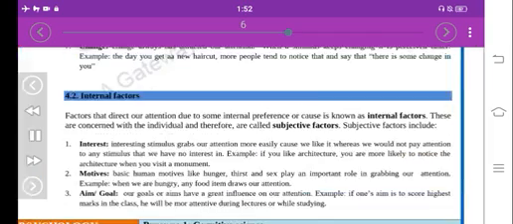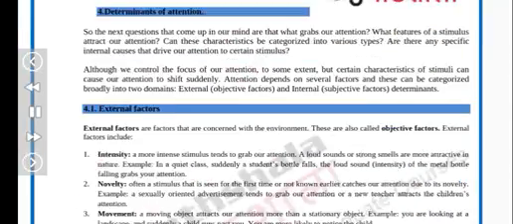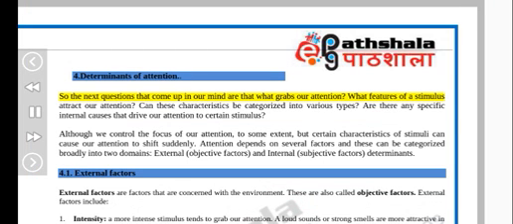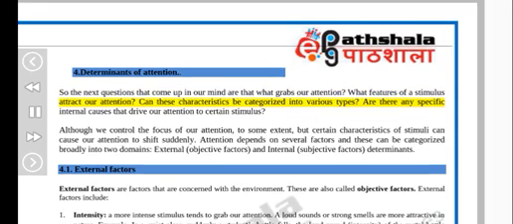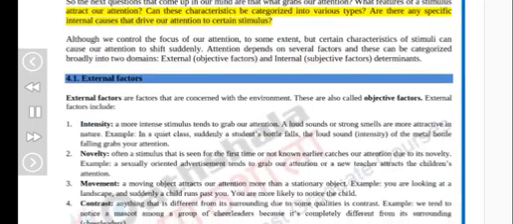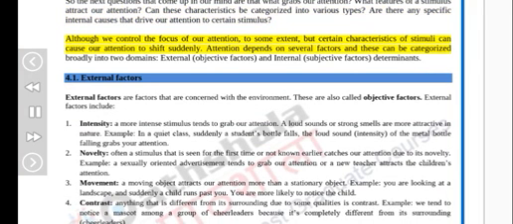Paper number 1. Cognitive science. 4. Determinants of attention. So the next questions that come up in our mind are: what grabs our attention? What features of a stimulus attract our attention? Can these characteristics be categorized into various types? Are there any specific internal causes that drive our attention to certain stimuli? Although we control the focus of our attention to some extent, certain characteristics of stimuli can cause our attention to shift suddenly. Attention depends on several factors, and these can be categorized broadly into two domains: external objective factors and internal subjective factors, the determinants.